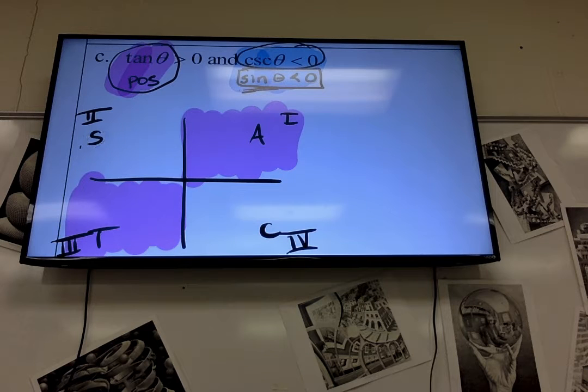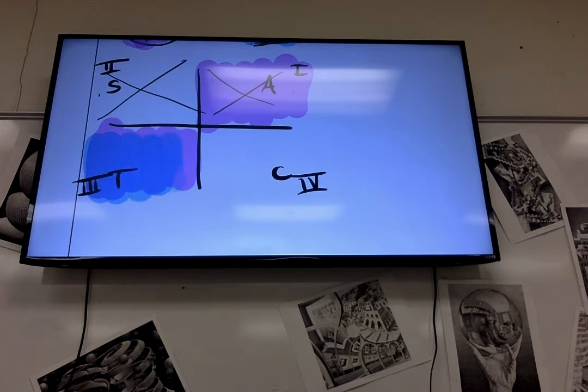If it was greater than 0, then it would be this one. But it's not. It's less than 0. So this is only where sine is positive, and this one is where all of them are positive. So sine must be negative in the other two, here and here, everywhere there's not an S. I get it now. I've got it.